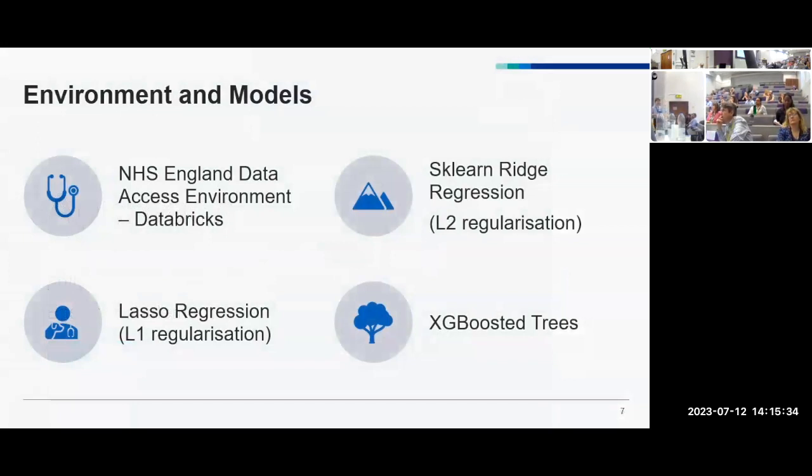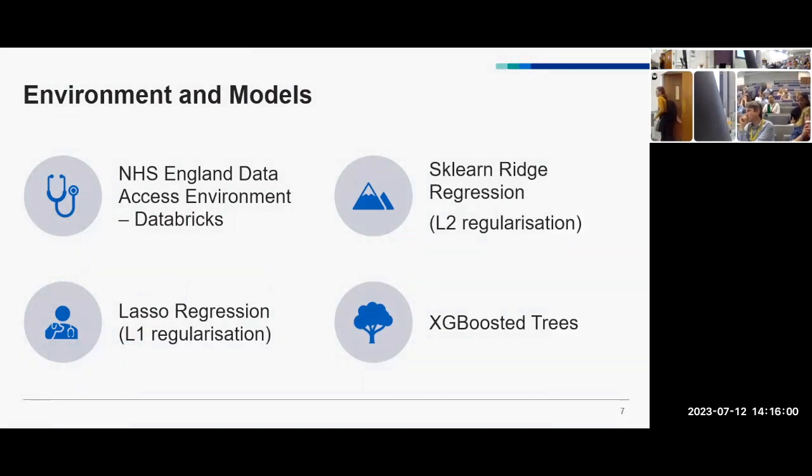For my analysis, I used the NHS England Data Access Environment, also called the DAE, which is the forerunner of the current NHS England Secure Data Environment, or SDE. For the models themselves, I used sklearn ridge regression and lasso regression, because regularization techniques help prevent overfitting, and I used XGBoost because it's a powerful model which has been used very well in other mortality studies. Generally, there were also some limitations on which models could be used in this environment.